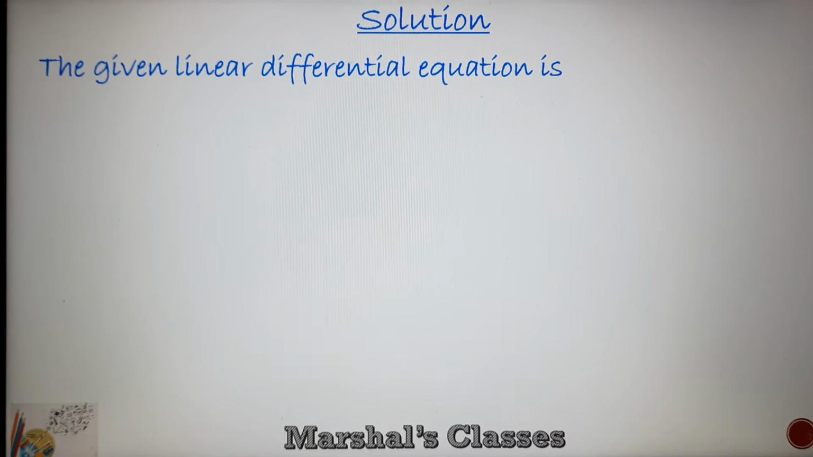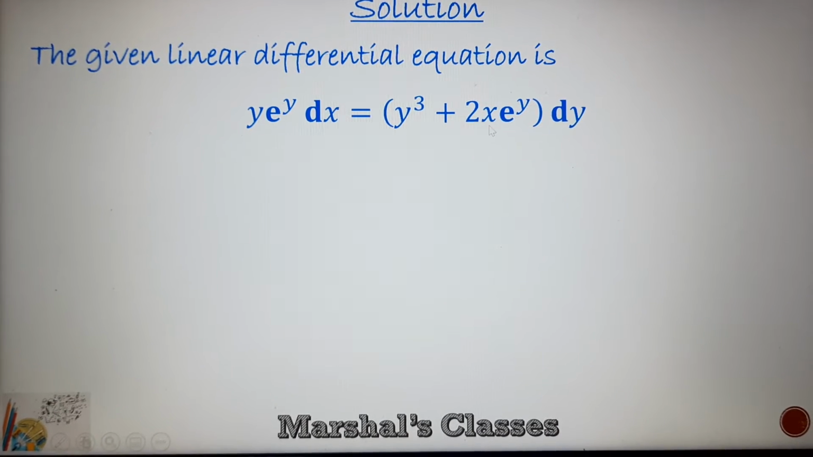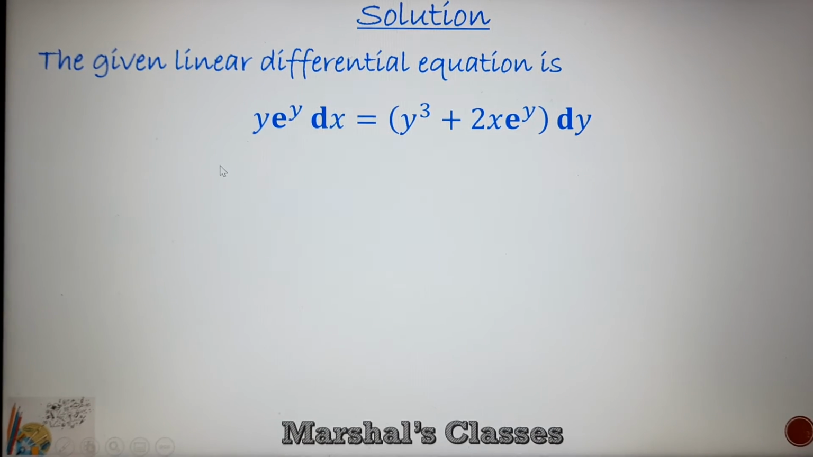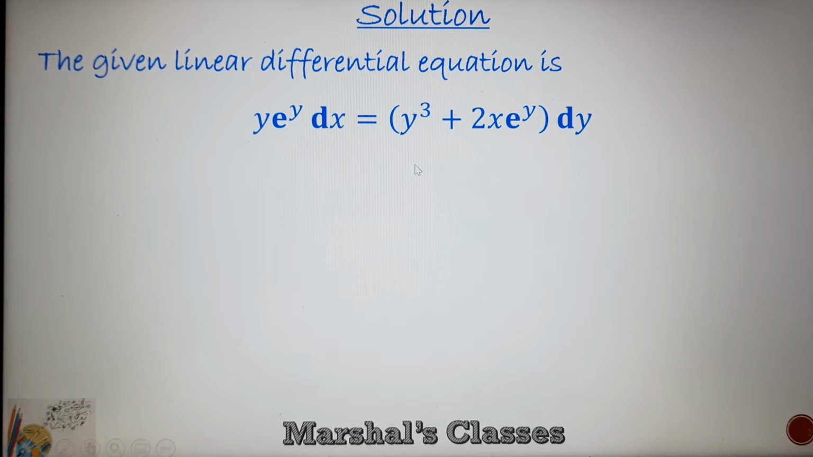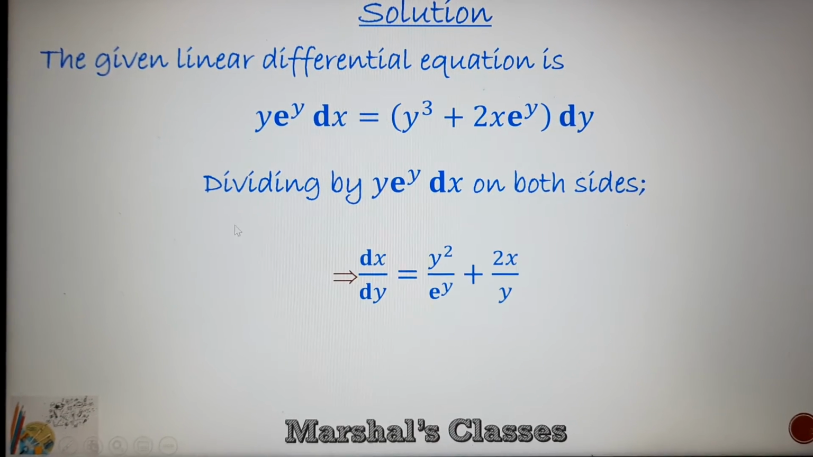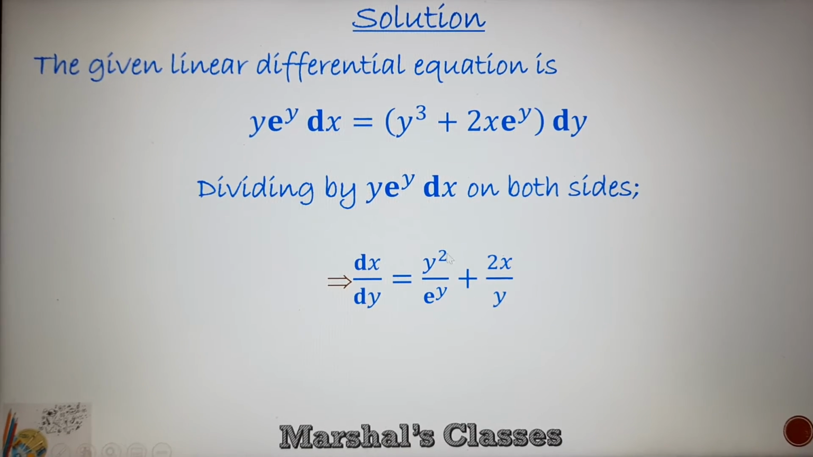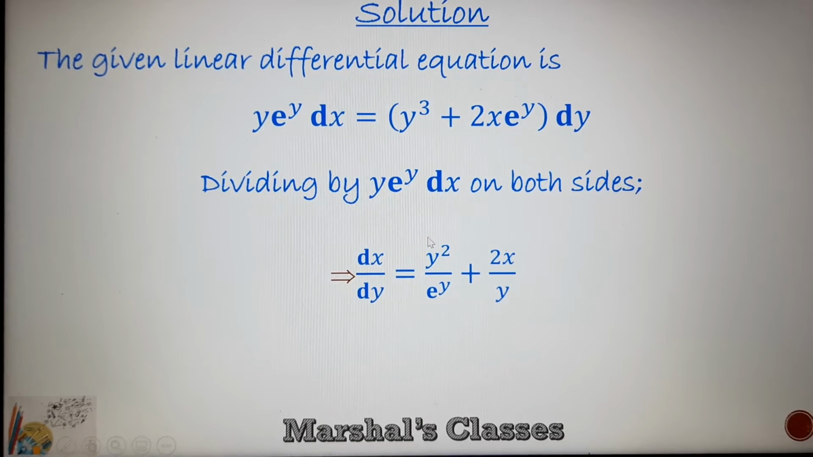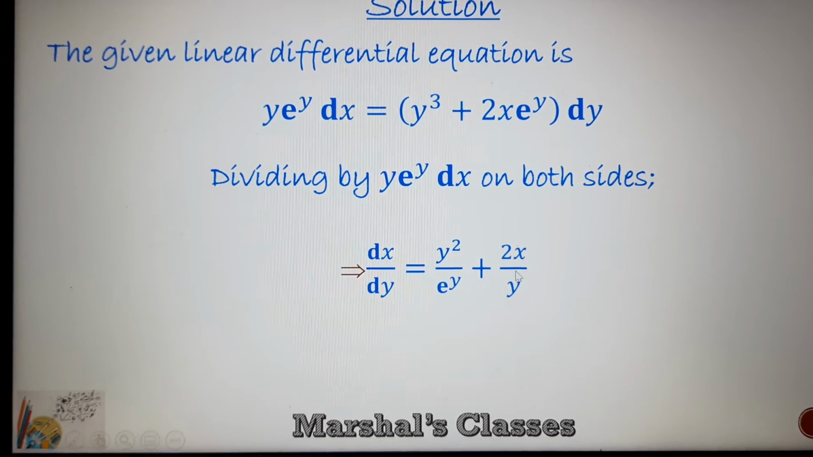So friends, this is the given equation: y e^y dx = (y^3 + 2x e^y) dy. We divide both sides of the equation by y e^y dy to get the resulting equation as dx/dy = y^2/e^y + 2x/y. Remember, this y^3 becomes y^2.